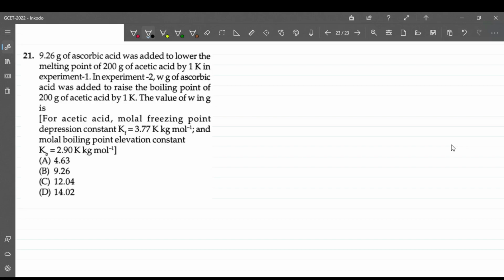For acetic acid, the molar freezing point depression constant Kf is given, and the molar boiling point elevation constant is also given. So here what we can do is write the formula. This is delta Tb or delta Tf. It is directly proportional to molality. We will write this with Kb, right?